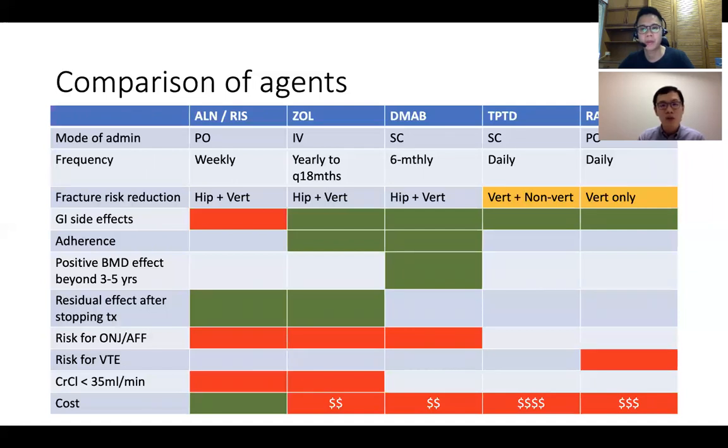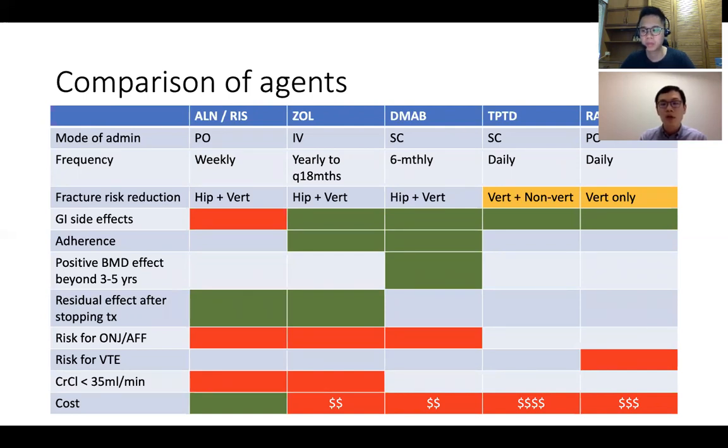And later, for each particular one, we have our own elaboration on some of the considerations. Obviously, the mode of administration, how frequently they take it, and at your endpoint, if you're looking at how much fracture risk reduction you're achieving, then oral bisphosphonates, IV zoledronic acid, and denosumab are all good at reducing both hip and vertebral fractures. Teriparatide is more focused on reducing vertebral fractures and non-vertebral fractures. Non-vertebral fractures include hip fractures, but if you look at hip fractures alone, teriparatide doesn't actually reduce that.